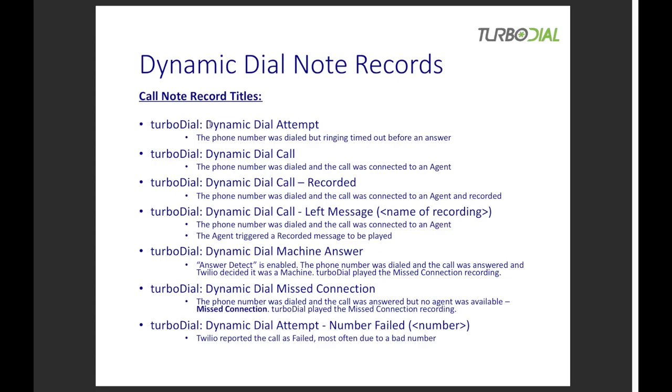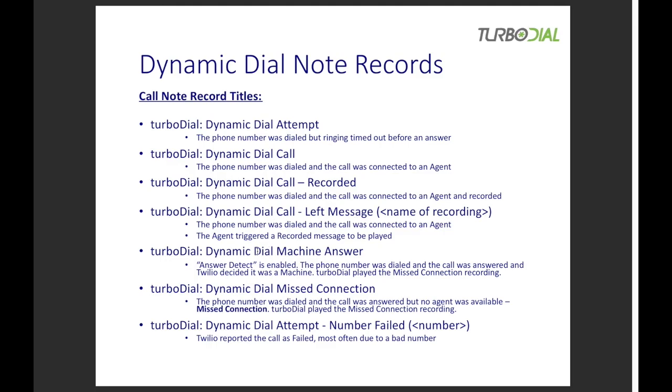If a Dynamic Dial call attempt is made but there's no answer, that's simply given this title, TurboDial Dynamic Dial Attempt. But for calls that are answered and connected, they get this phrase, Dynamic Dial Call, or if you've got the recording option set to on, it'll be Dynamic Dial Call - recorded. Or in the case where a Dynamic Dial call was connected to an agent, but the call was answered on the other end by an answer machine and the agent leaves a message, then this is the note title you'll get: Dynamic Dial Call left message and the name of the recording that was left.